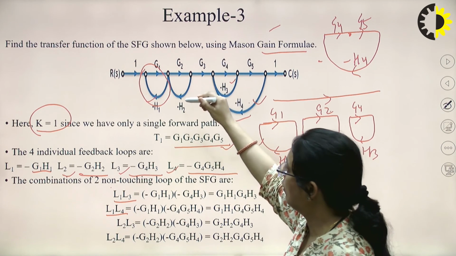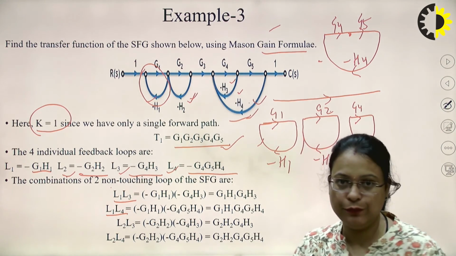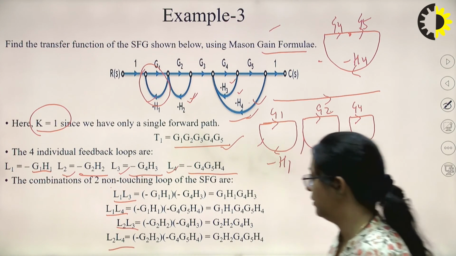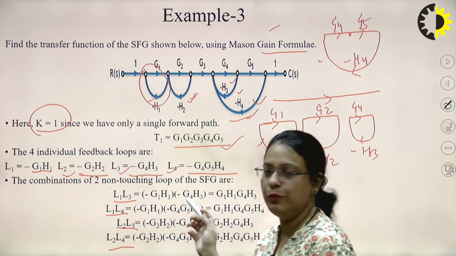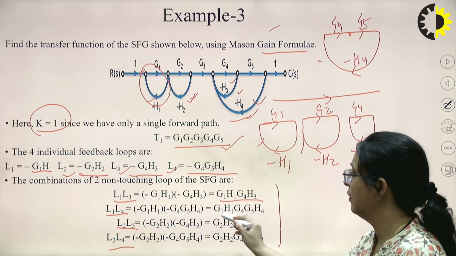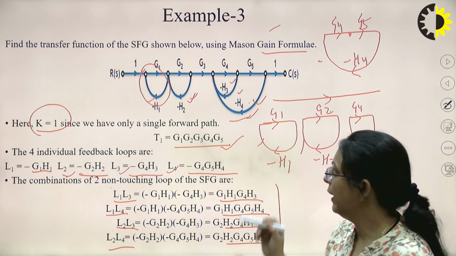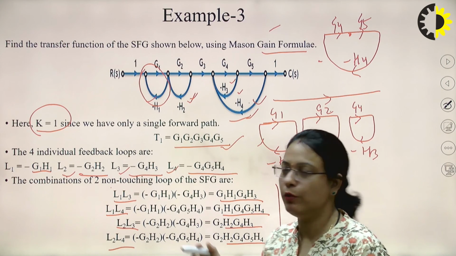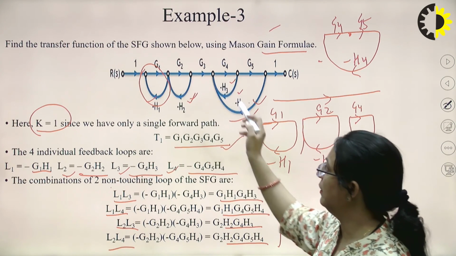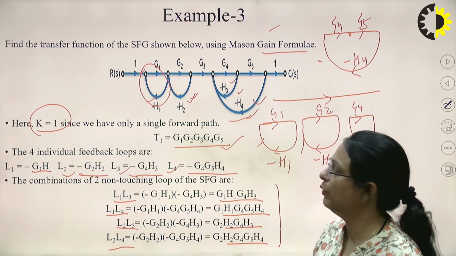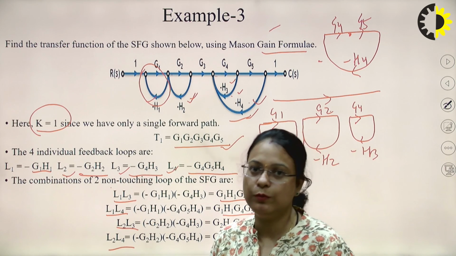And we can see similarly L2 is not touching L3. Similarly, L2 is also not touching L4. So this is another combination. And we get the gains after multiplying the gains of the individual loops. So this will be the gain of the two non-touching loops. Okay, and there is no possibility for three non-touching loops. If we talk about this and this, these two loops are having a common node. If we talk about this one and these two, these are having a common node. So the three non-touching loop gain will be 0.